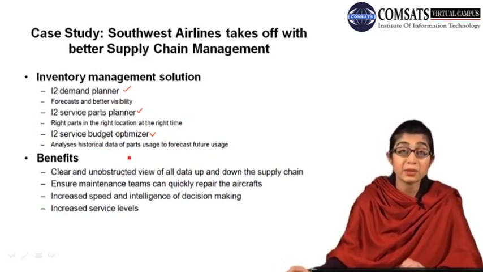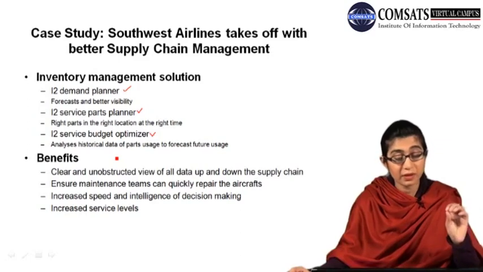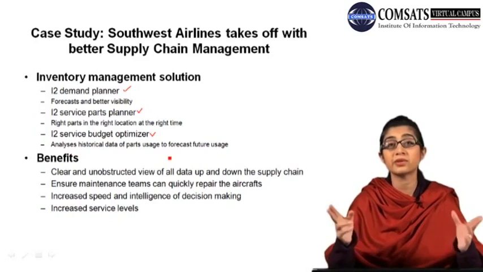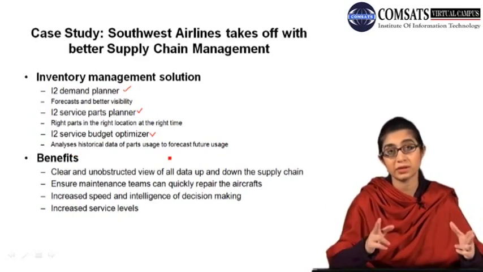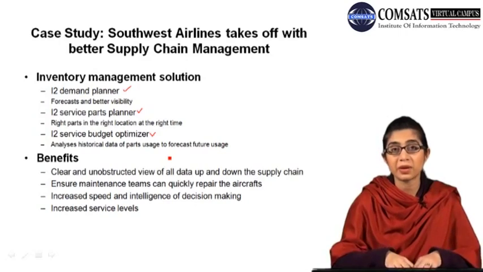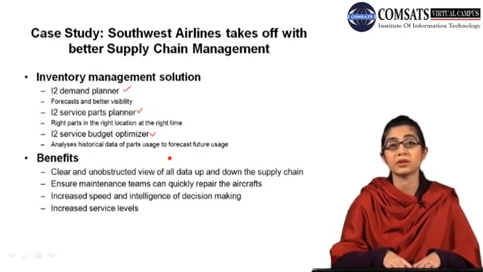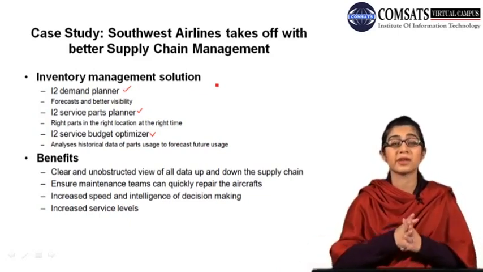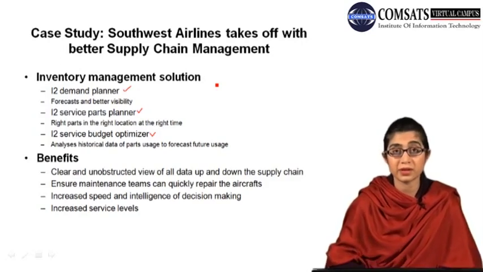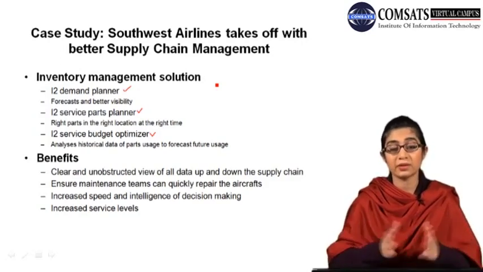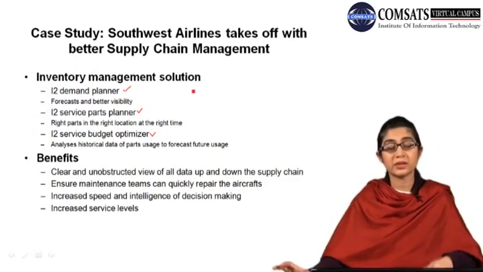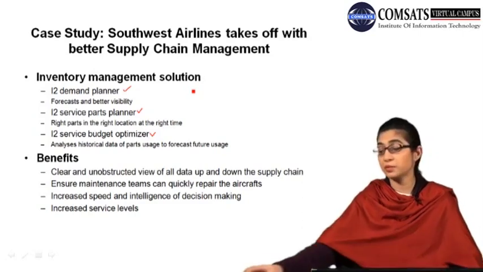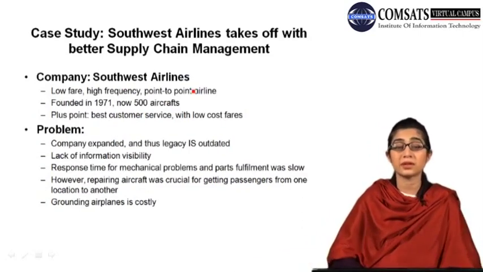And the budget optimizer was helping them reduce costs by analyzing historical data and predicting what their future usage would be, so that they could have the products in their inventory and use them on time. So basically all these modules were working together to create operational efficiency throughout the supply chain of Southwest Airlines. This was a case study about Southwest Airlines, about what kind of problems they got into when they did not have this kind of information system.